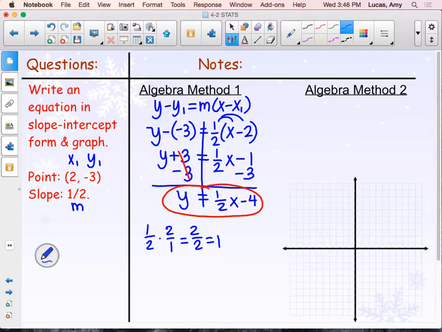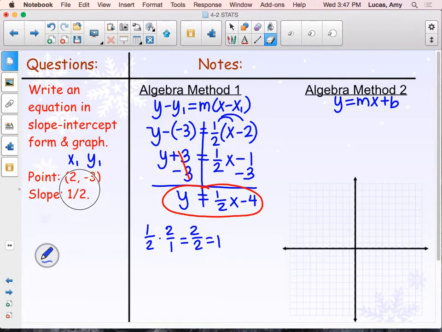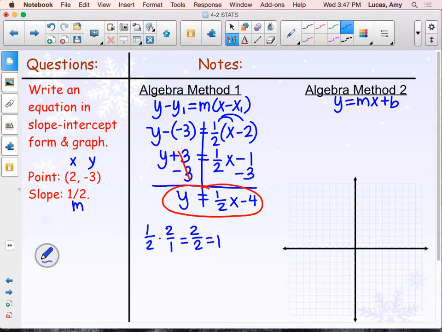Algebra method number 2 is going to be using slope-intercept form the entire time. This method is a little bit different over here. Now I'm going to use my point for x and y and my slope for m. So y is -3, my slope is 1/2, and x is 2. And I'm going to solve this equation to find my intercept. So simplifying 1/2 times 2, or 2 over 1, gives us 1.